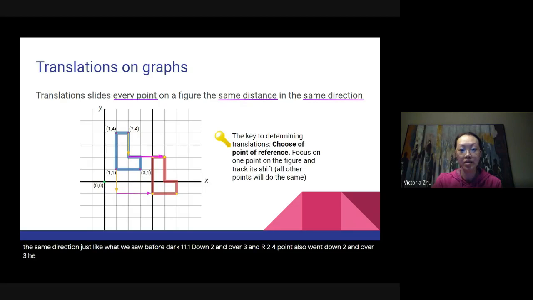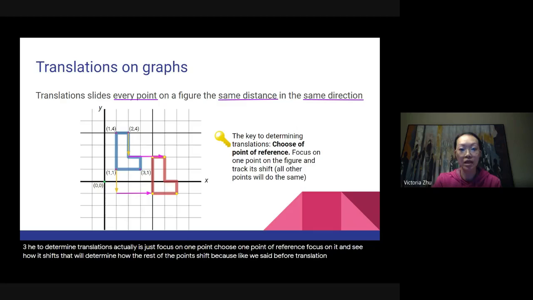So the key to determining translations actually is just focus on one point. Choose one point of reference, focus on it, and see how it shifts. That will determine how the rest of the points shift. Because, like we said before, translations do the same thing to every part of the figure. It doesn't change it.